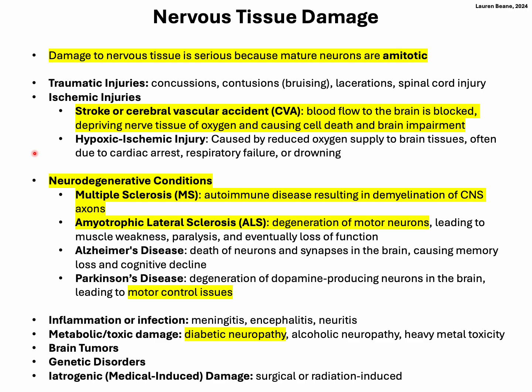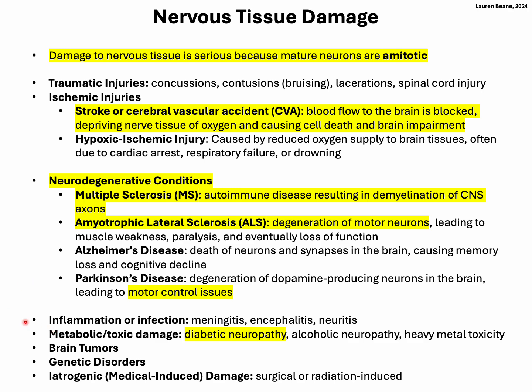It could be ischemic injuries, so a stroke or a cerebrovascular accident. That's when there is a reduction in blood flow to the brain, reduction in blood flow to even nerves that can cause cell death, brain impairment, inadequate control of the body. There's a lot of neurodegenerative conditions, multiple sclerosis, ALS, Alzheimer's, Parkinson's disease. I'm not making you remember any of these in A&P. If you go on to take a pathophysiology course, you'd need to know that in more detail.